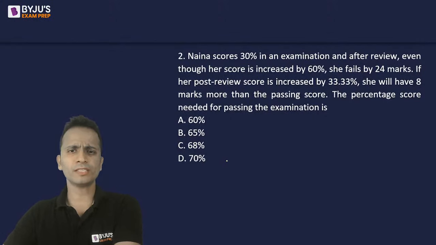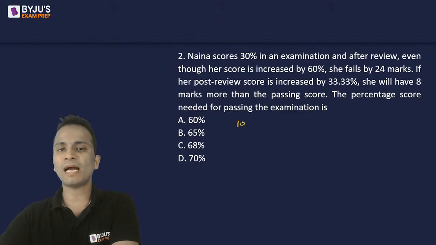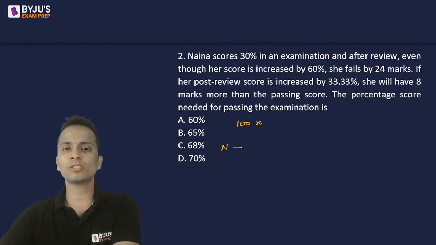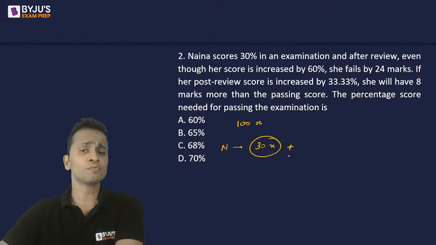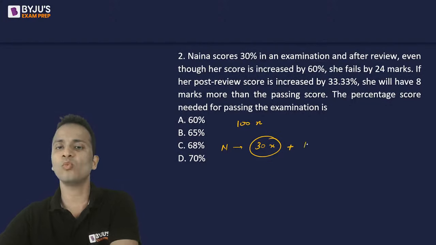Okay, let's begin with this. I'll start by assuming that the maximum marks for this examination is 100x. Now, Nena scores 30% in an examination, so the score of Nena is 30x. After review, her score increased by 60 percent, so 60 percent of 30x will be 18x. So her post-review score is 48x, and she fails by 24 marks.